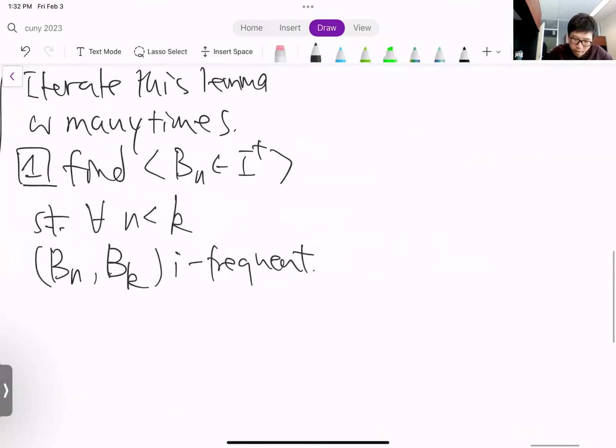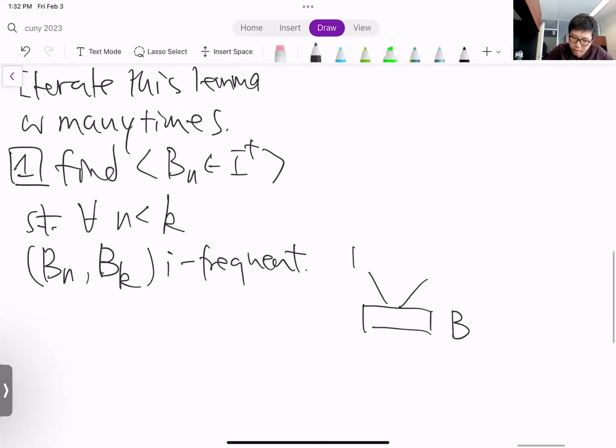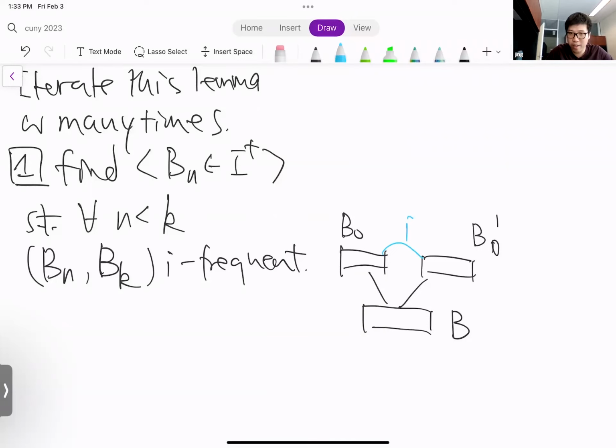Let me draw another picture here. What you should do to find this, right? You start with B. Now, because of the previous lemma, we can split it into B0 and B0 prime. I'm not using B1 because I'm going to use B1 for the next thing. These guys are I frequent. So you can always do that, right?